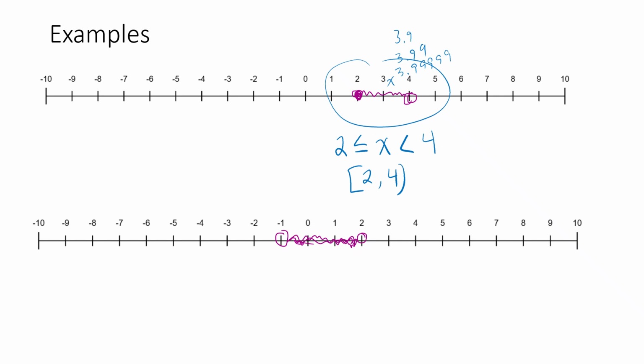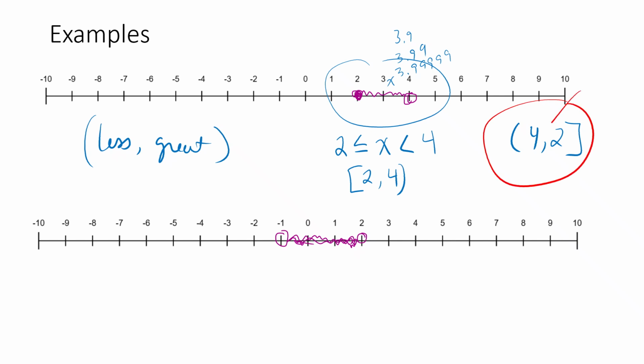So it's always the lesser number followed by the greater number. Always lesser to greater, lesser to greater. So if somebody were to show you this, that would be wrong because it's going in the wrong order. So it's always the smaller number to the larger number. So you're always looking from left to right, okay?